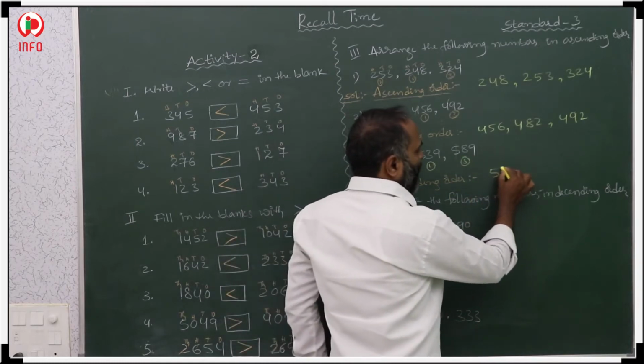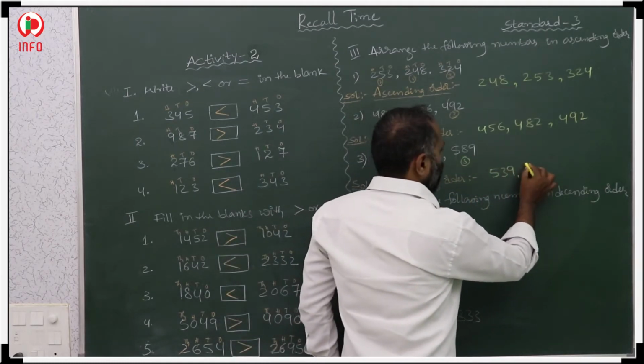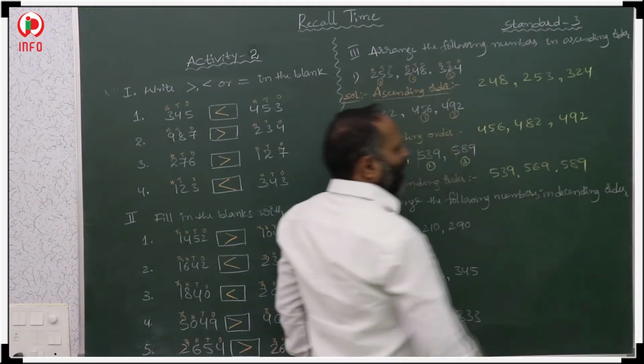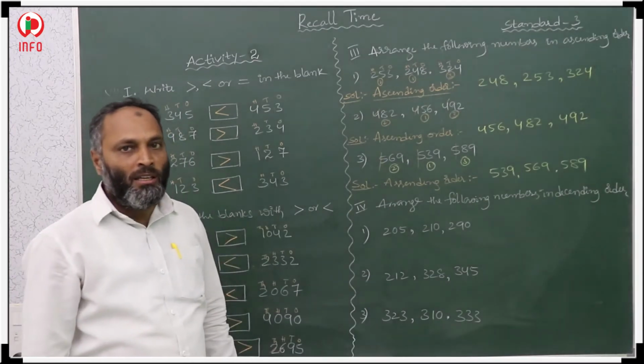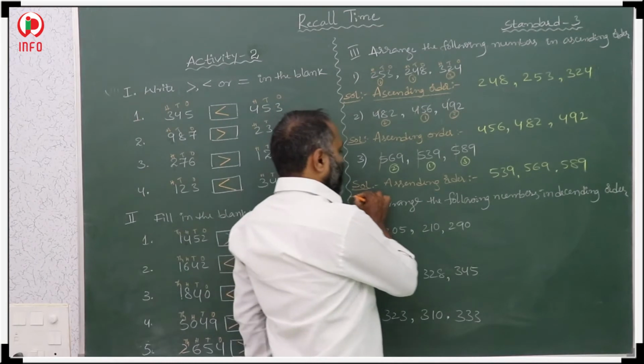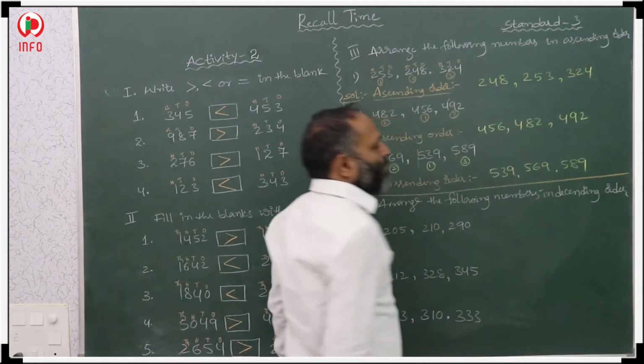So 539 first, then bigger than this is 569, and the biggest is 589. In this way we have to arrange in ascending order. Ascending order means increasing order. So the third part, ascending order, is over.